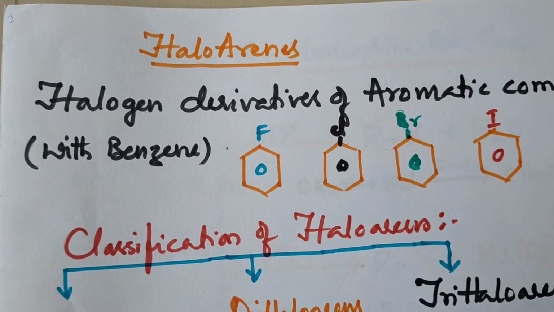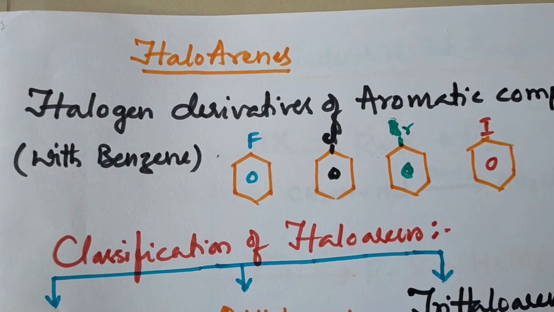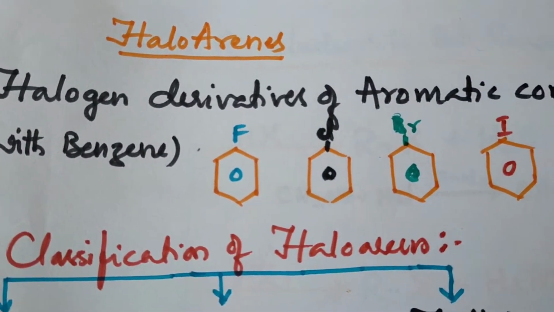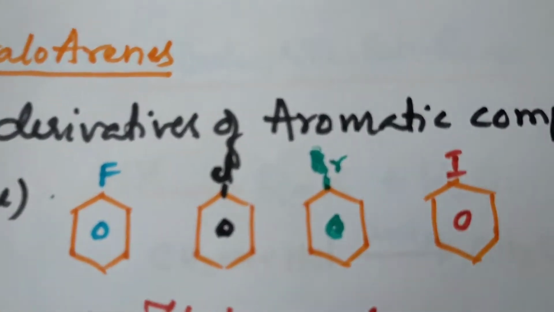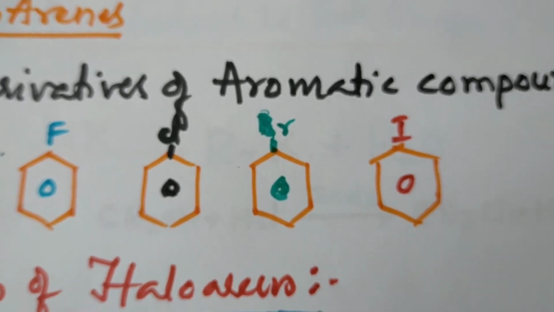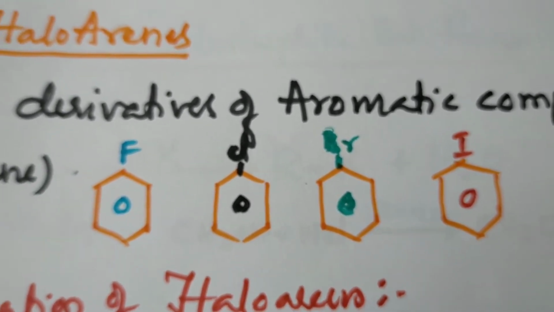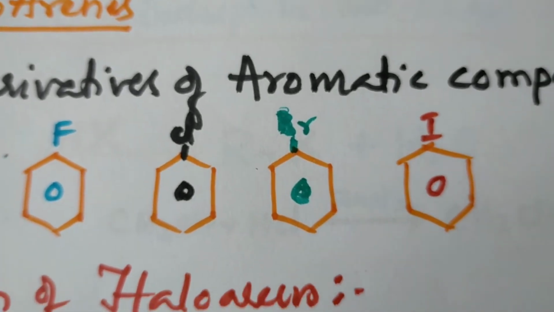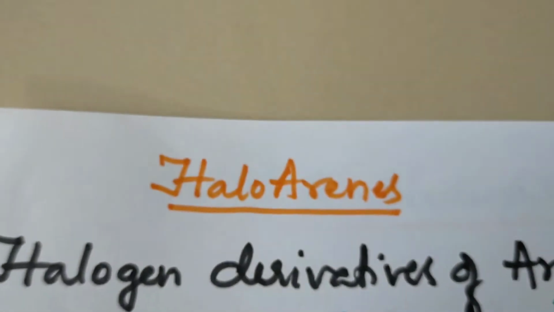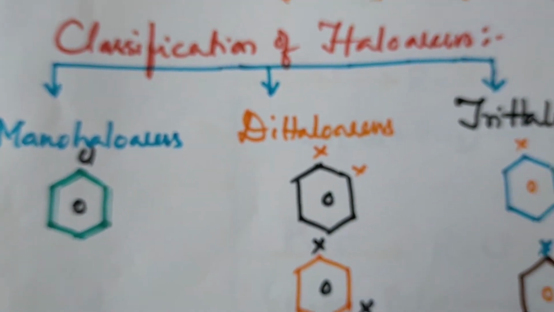In this class, we are going to study haloarenes. The definition of haloarenes: halogen derivatives of aromatic compounds with a benzene ring. Observe the benzene ring with fluorine, the benzene ring with chlorine, the benzene ring with bromine, and the benzene ring with iodine: fluorobenzene, chlorobenzene, bromobenzene, iodobenzene. These are the halogen derivatives, called haloarenes. Now we come to the second point, classifications of haloarenes.